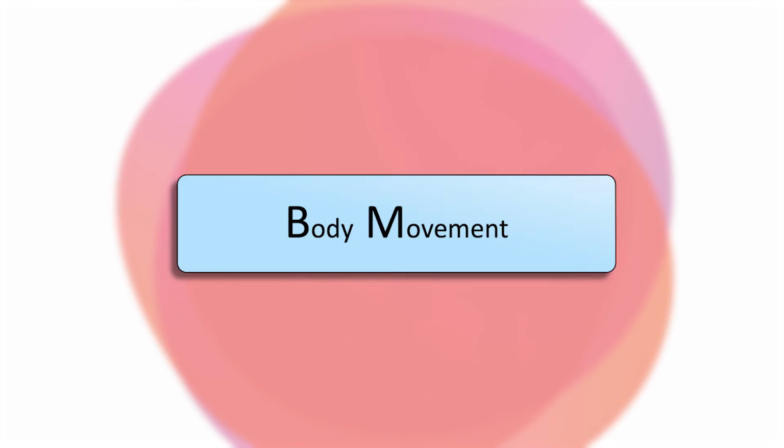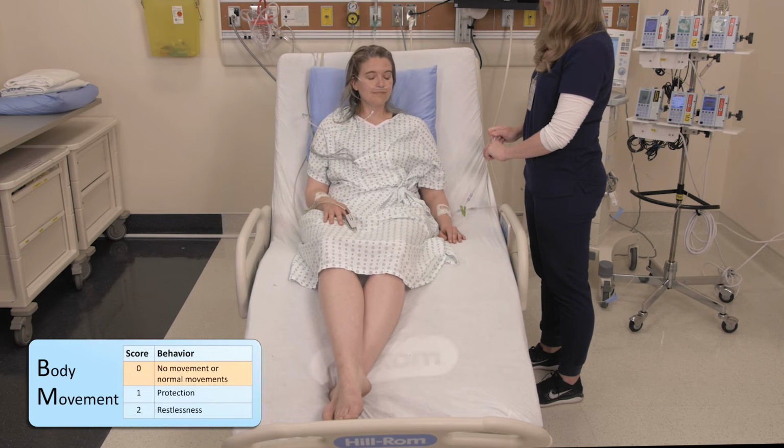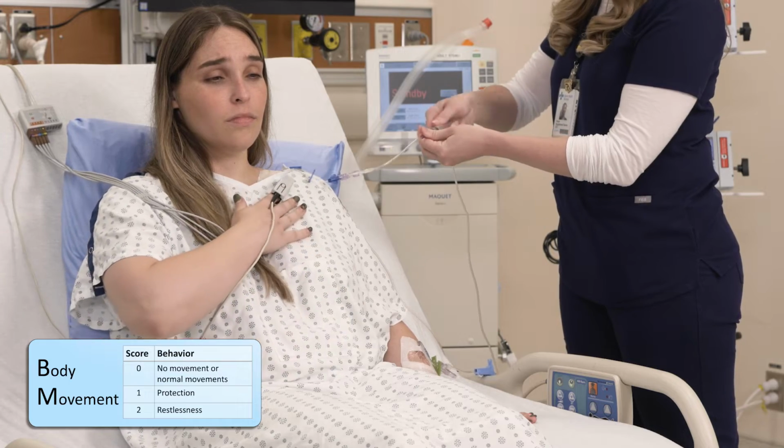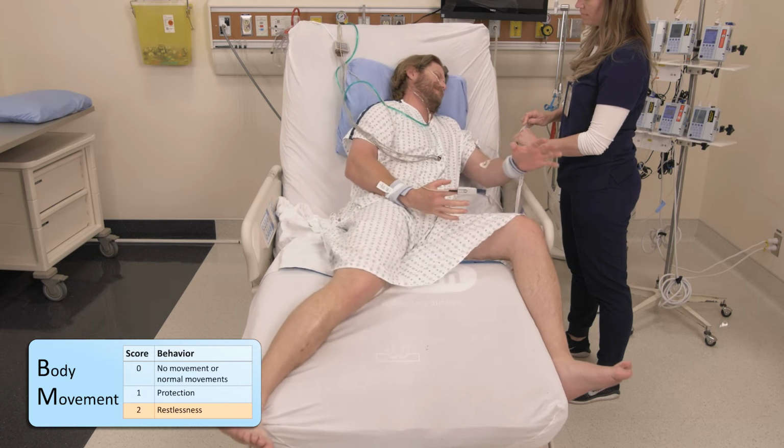Observe the patient's full body, noting their movements. A relaxed or unmoving patient receives a score of 0. Patients who touch or rub pain sites receive a score of 1. Patients who move aggressively receive a score of 2.